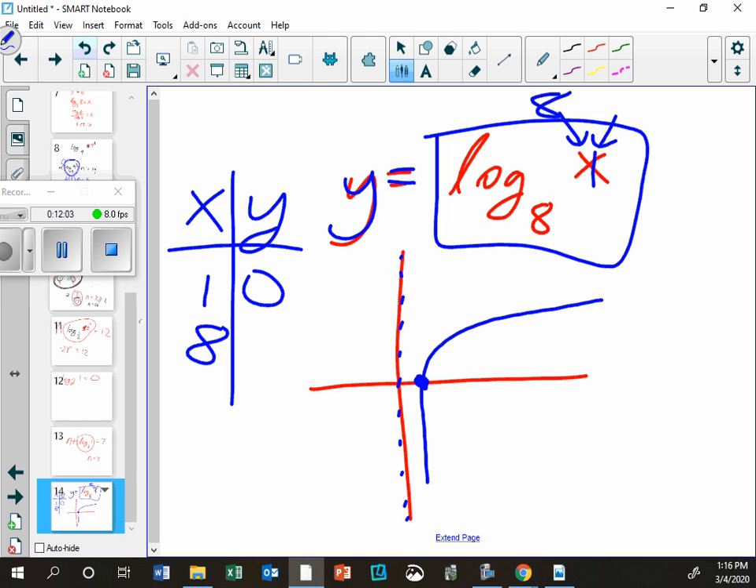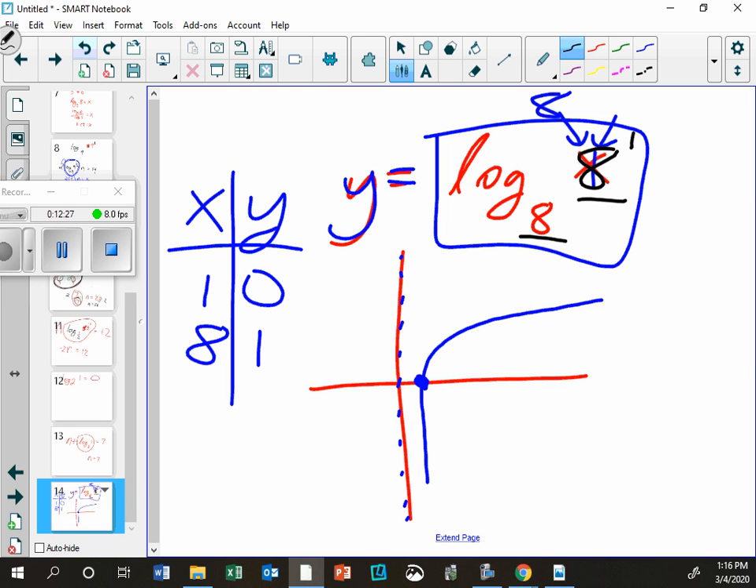Because log base 8 of 8 is 1. Because if this was an 8 right here, it would really be an 8 to the 1, right? And the bases are the same, so the answer would be 1. Okay, so 8 works. 1 works. What's another thing that would be smart to put there?